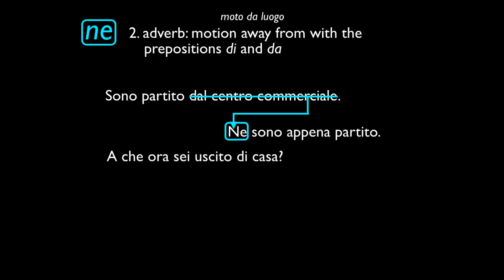Here's a good one. "A che ora sei uscito di casa?" So you're leaving your house. Somebody's asking you at what time you left the house. And you say, "Sono uscito verso le due." So like, I left around 2. Well, if you want to replace that di casa for whatever reason, put a ne. "Ne sono uscito verso le due." I left from there around 2. So that's what's happening with those examples.